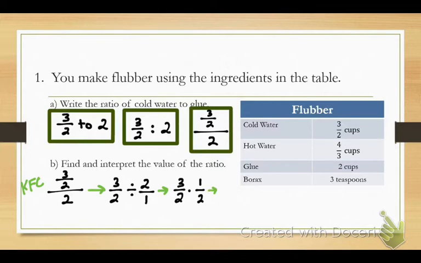When you multiply that out, now you're going to get the value of our ratio. Guys, what is 3/2 times 1/2? 3/4 is correct. So the value of our ratio is 3/4.